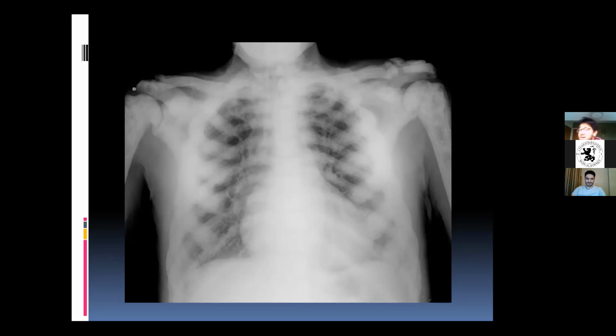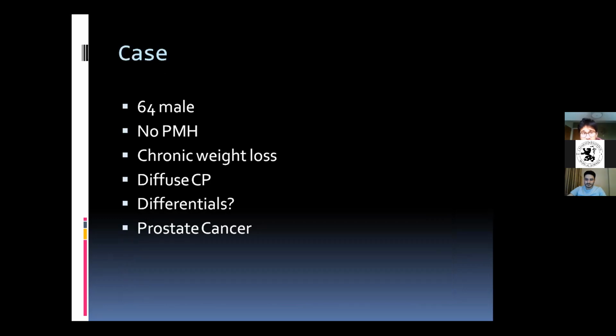Tumors, yeah. Marble bone disease, yeah, it could be. But the point I'm trying to make here is that without any further information about what the symptoms are, we can't really identify anything else. Okay, so I'm going to give you this case. 64-year-old male, no past medical history, chronic weight loss, diffuse chest pain, and differential. So this is obviously prostate cancer, but any other differentials that you might think of?